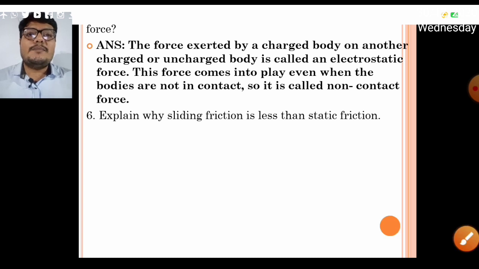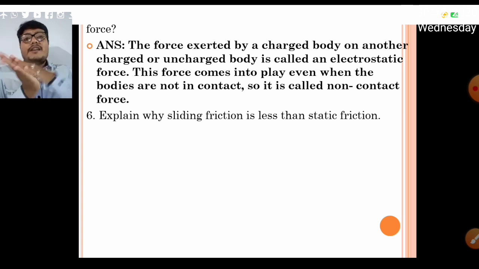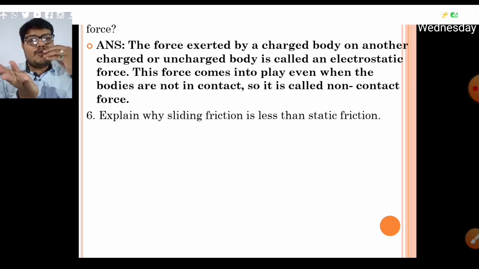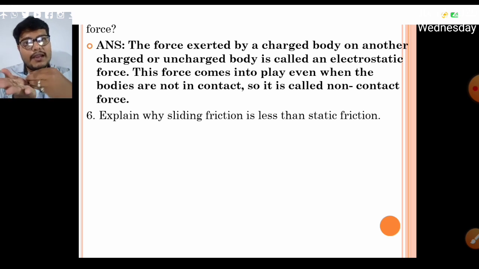Okay, see the next question. Explain why sliding friction is less than static friction. As I told you, sliding friction means the body is already sliding on a surface or another body. One body is sliding on the other, and we want to keep that body sliding. Since it is already sliding, it is in motion, and we want to keep that motion continuing. At that time, the force which comes into action in the opposite direction is the sliding friction. But as the body is already sliding, it is already overcoming the frictional force, so you require a smaller amount of force to keep that body moving or sliding.